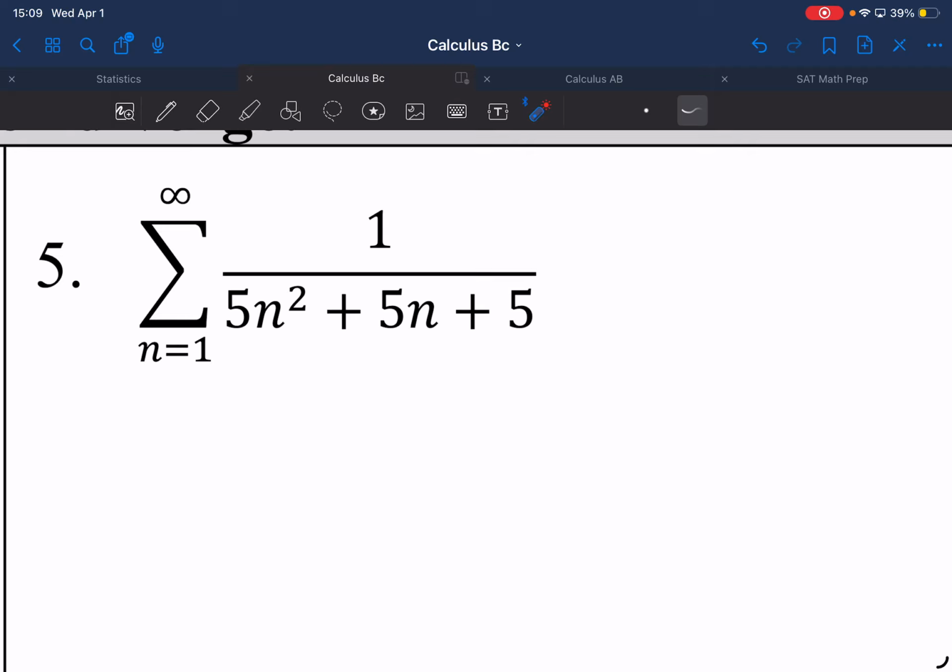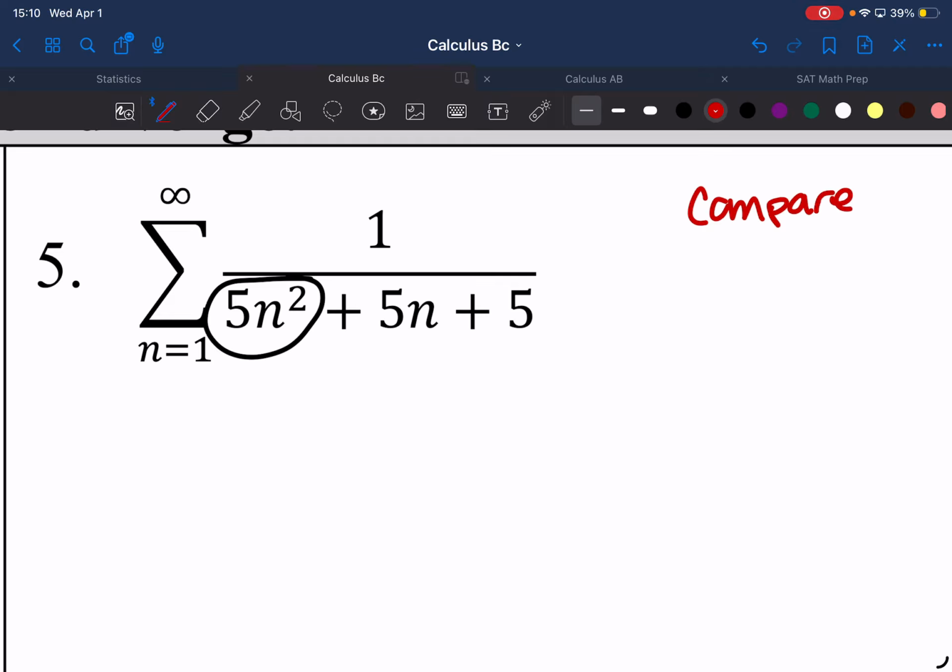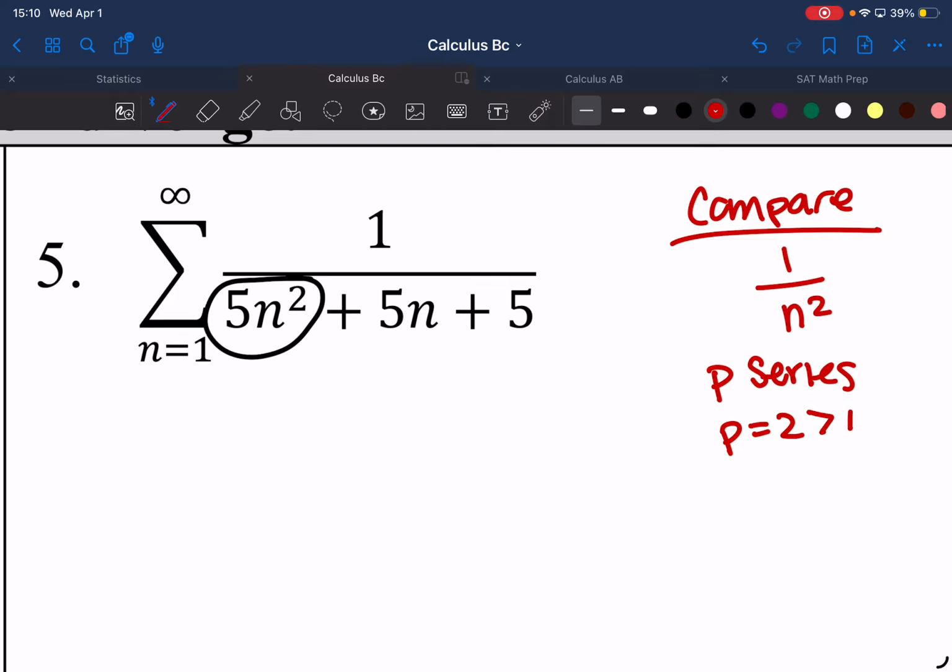Okay, so remember our first step is to look at the highest degree on both numerator and denominator. There's nothing on the numerator, it's just a constant value. But on the denominator, I have 5n squared, which means I can compare this to 1 over, I don't really care about the 5, so this would just be 1 over n squared, which is what type of series? P series. And what is p? 2, and greater than 1 or between 0 and 1? Greater than 1, which means this series is going to converge.